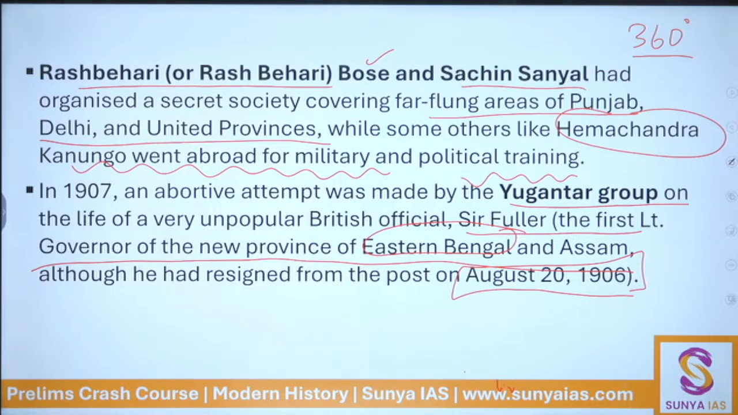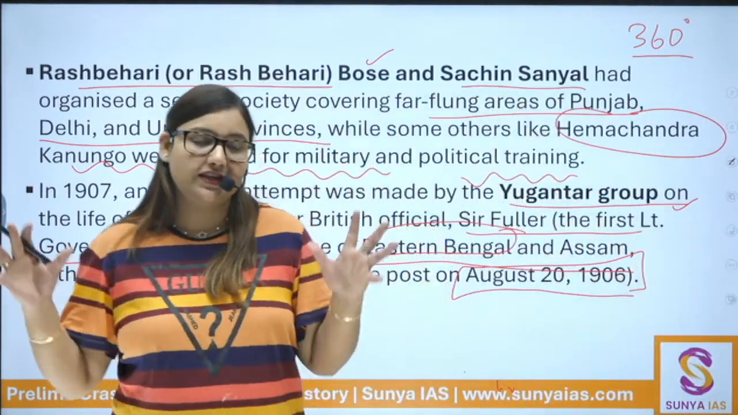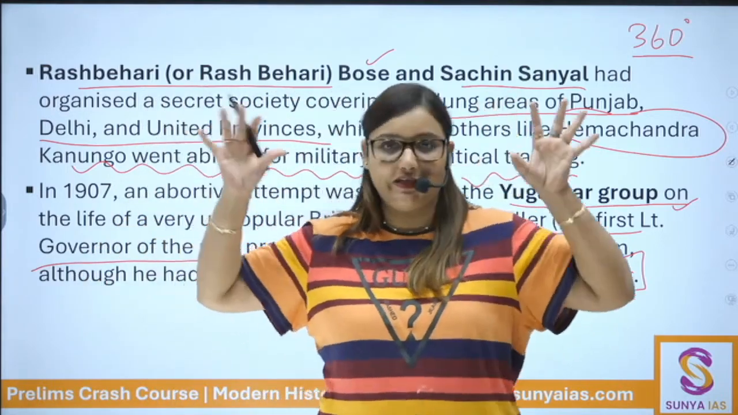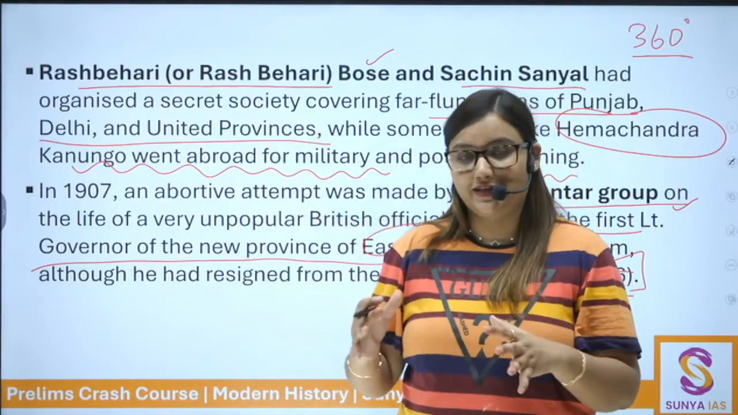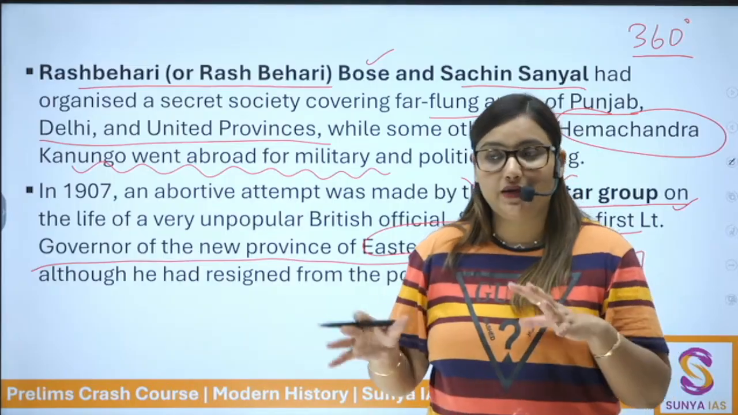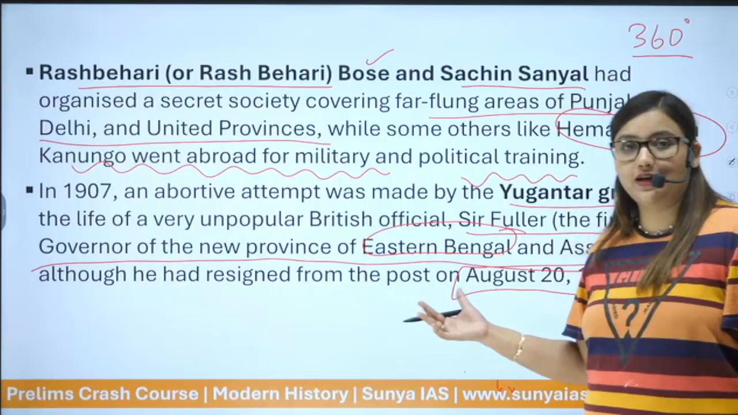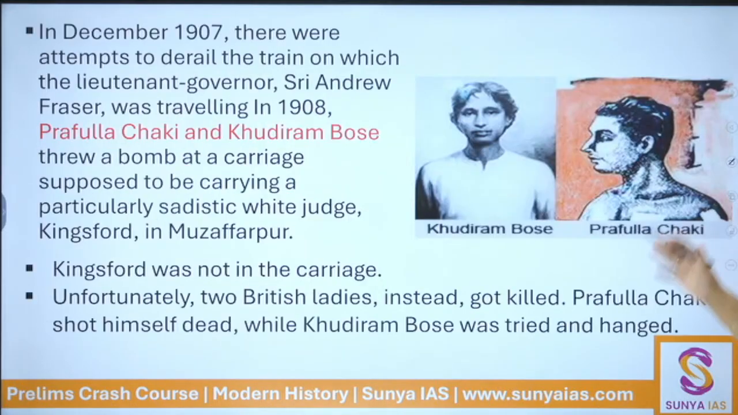So this attempt was not successful, but here you can imagine the ideas and the level of actions they used to prepare. We discussed moderate and extremist Congress leaders, but we have not read anything like this. It is crazy, right? To kill a governor who was in the new province of Eastern Bengal. It was something out of the mind.